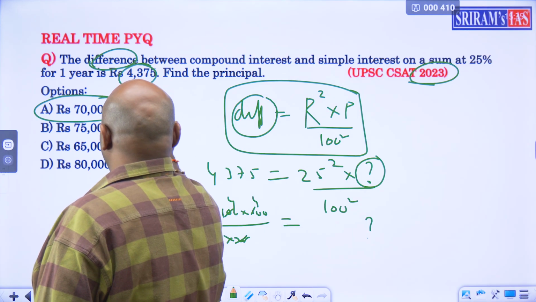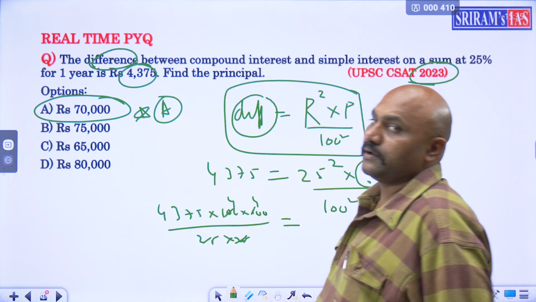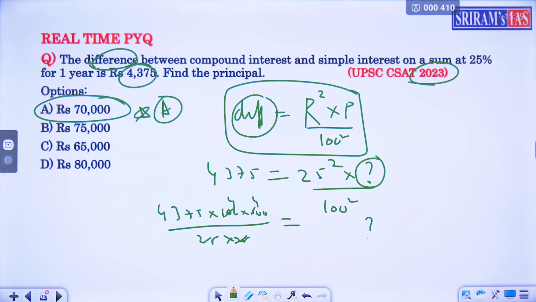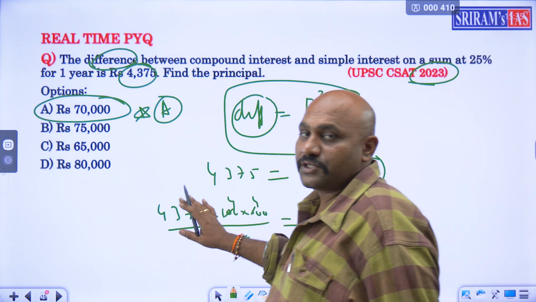As simple as this. So directly we can do it, and the option is A. Like that we can use this formula and get the answer, and we can solve this question so easily.